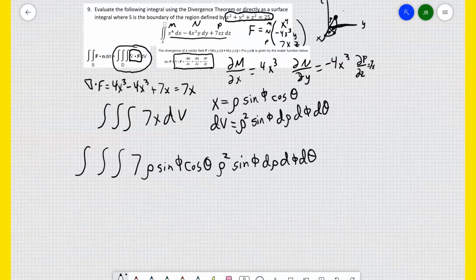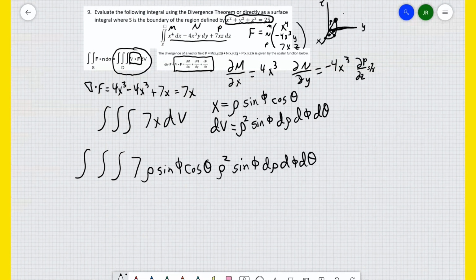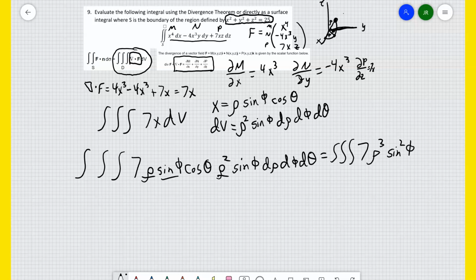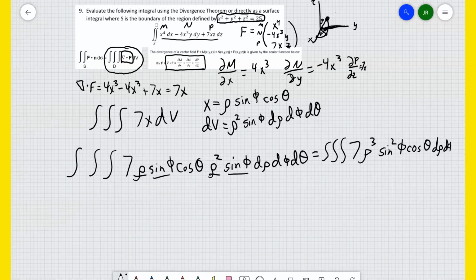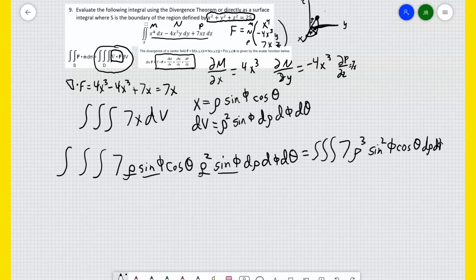I think we can simplify it a little bit. This is equal to the triple integral of 7 rho cubed, because of that rho and that rho squared, and then sine squared phi, because of that sine phi and that sine phi, cosine theta, d rho d phi d theta.